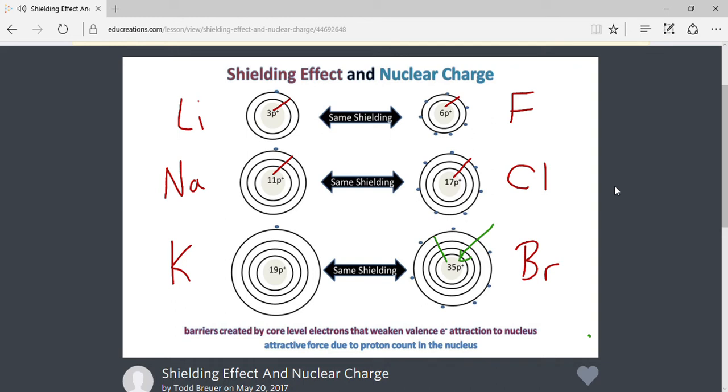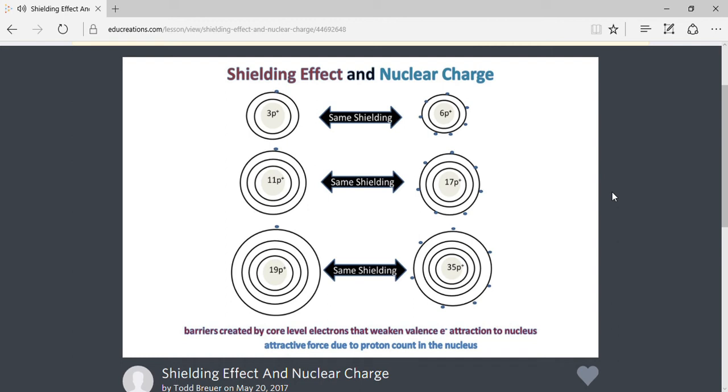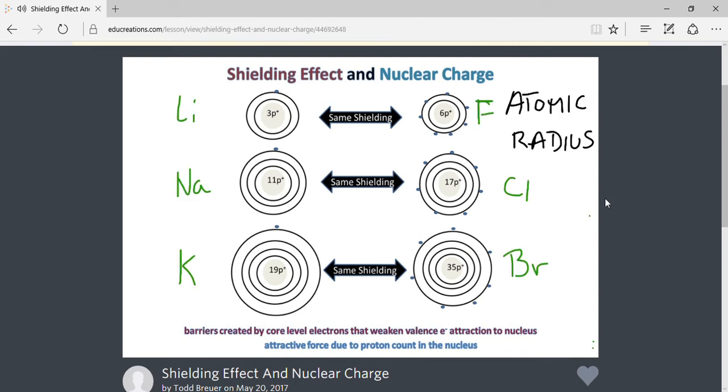We can see that shielding effect and nuclear charge work together. What they affect is the attraction for valence electrons. This attraction for valence electrons can reveal patterns that describe some of the behavior of chemical elements found on the periodic table. One of the patterns we can look at is something known as atomic radius. Atomic radius can just be thought of as the distance from the center of the nucleus to the outermost region known as the valence level, or the valence electrons.